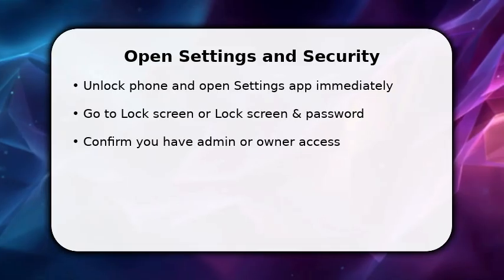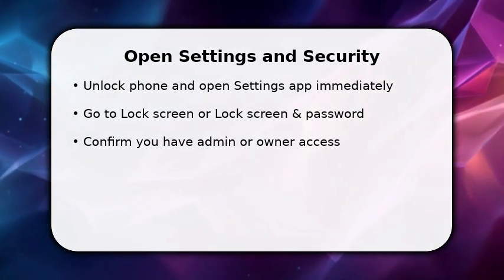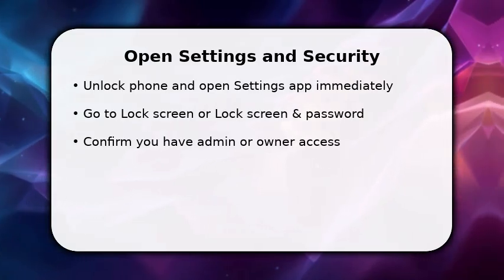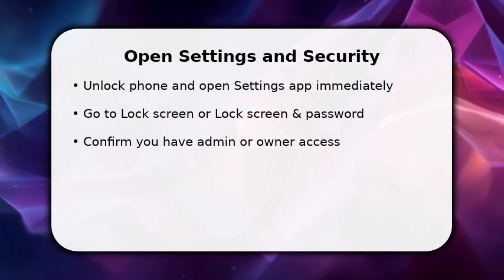You start by opening Settings and navigating straight to Lock Screen or Lock Screen and Password. This is where Redmi keeps lock screen controls. Once there, make sure you are using the phone owner account so options aren't hidden.